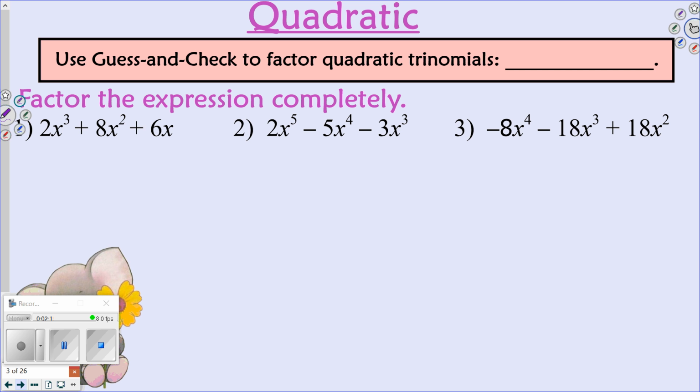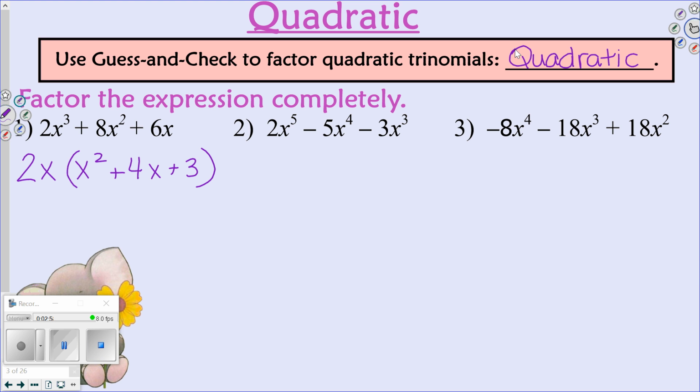All right, so use guess and check to factor quadratic trinomials. We do this when they are quadratic. Okay, so if it's quadratic, we use our guess and check method. But before I can determine what it is, you got to take out the GCFs. So don't look at the original problem when we're determining things. Take out the GCF first. So number 1, GCF. Okay, so we'll take out the 2x, and then we're left with x squared plus 4x plus 3.